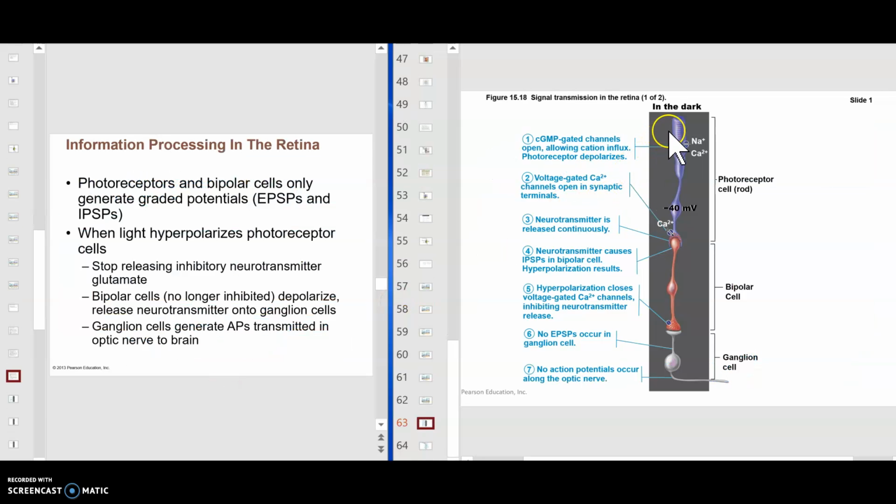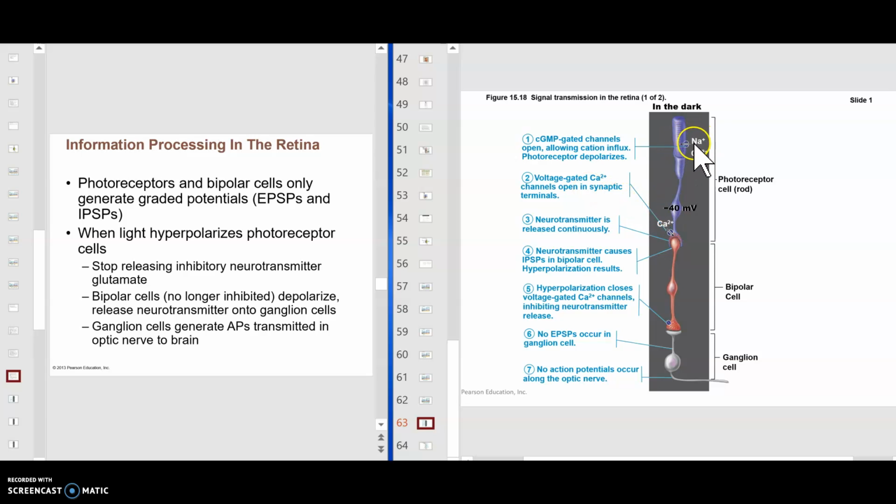Okay, here is the outer segment of the rod. Here is sodium and calcium being able to enter. This is the dark reaction. The cyclic GMP gated channels are open because the cyclic GMP keeps them open. This is in the dark now. The voltage gated calcium channels open at the synaptic terminals.